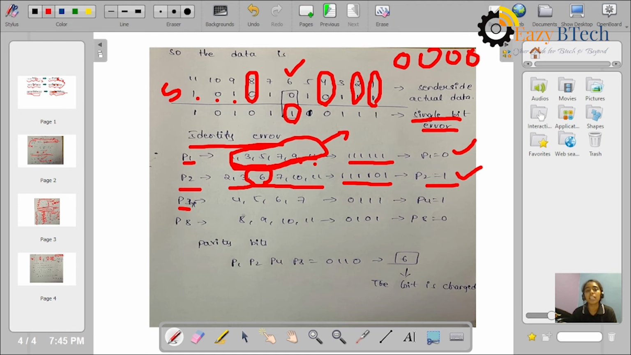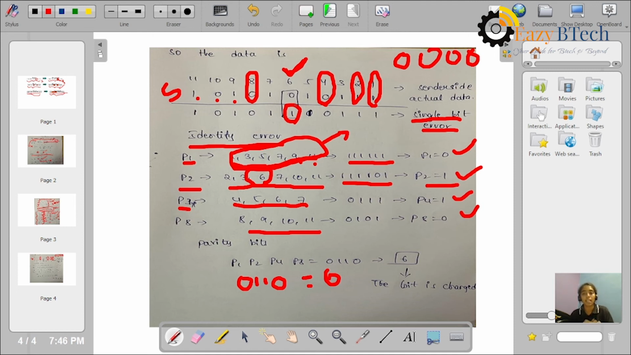P4: again in this also we have the sixth position, thus we get an odd parity. So for P8, positions 8, 9, 10, 11, we don't have any error. That is 0. So after adding these all, we get 0, 1, 1, 0. 0, 1, 1, 0 is the position 6. So I changed the sixth position to 1 instead of 0. Right? So this is the process to identify the error in the data frame.